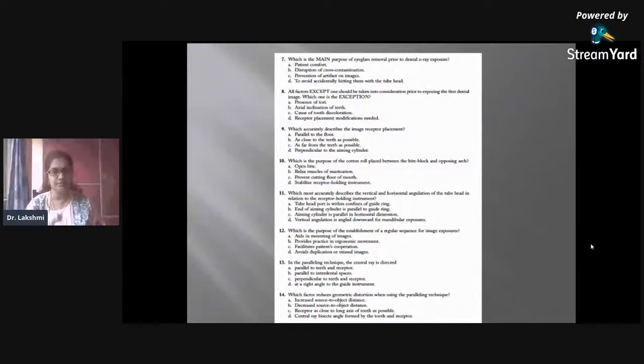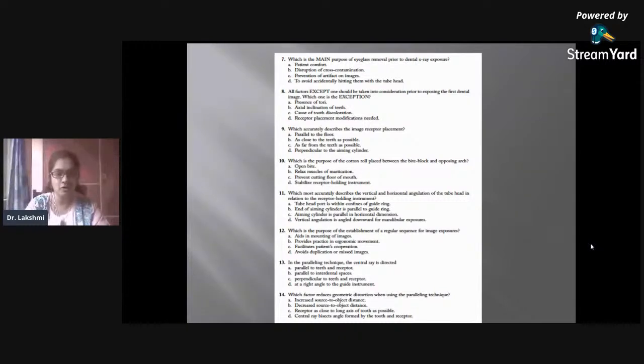Tenth question, which is the purpose of the cotton roll placed between the bite block and opposing arch? Okay, this one is D, that is stabilize the receptor holding instrument. Okay, so 11th question, which most accurately describes the vertical and horizontal angulation of the tube head in relation to the receptor holding instruments? That is, end of aiming cylinder is parallel to the guiding ring. So 11th one, B.